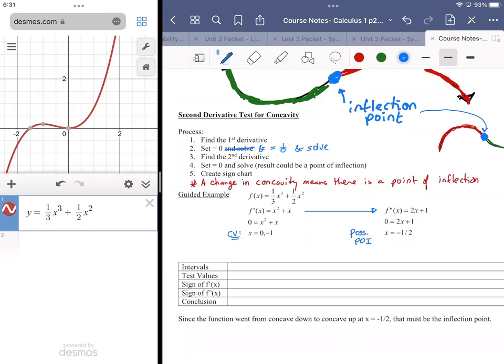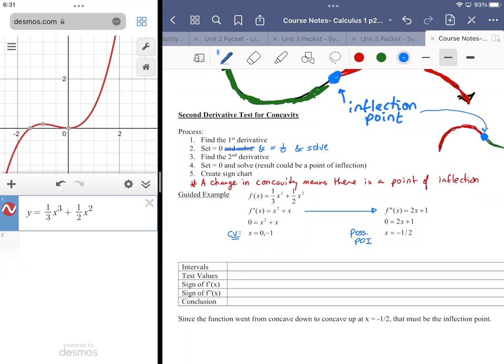Now, visually, it's pretty clear that that's the case. You can just kind of ballpark it. Here's -0.5. That looks like the transition between concave down and concave up. So going in, we have a pretty good idea what's happening. But we need to verify analytically.